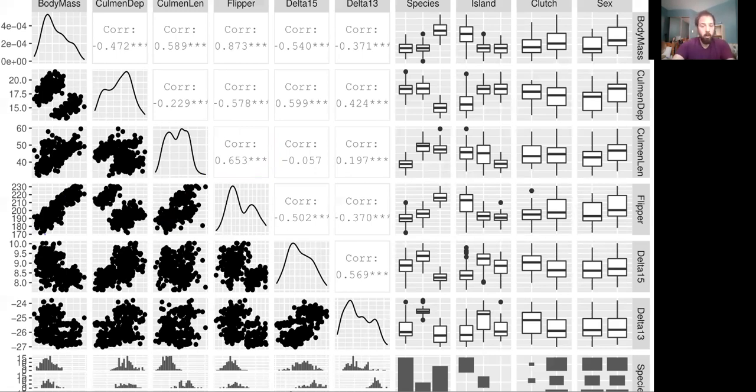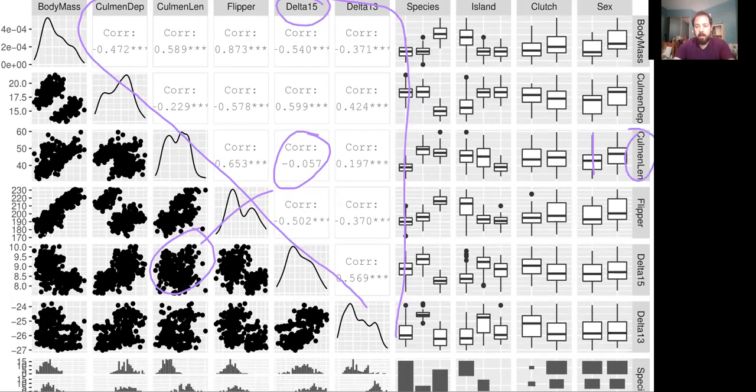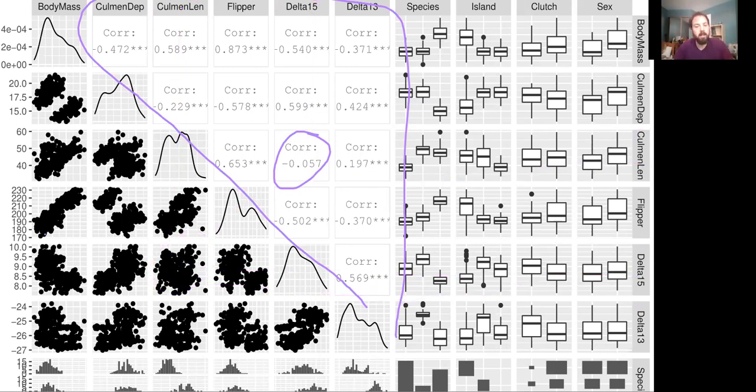If we actually look at all of these values quickly first, we see just a lot of correlation. All of these correlations are significant, except for maybe this one, which corresponds to if I correlate delta 15 and culmen length. Just trying to get you oriented with how to actually read the x and y axes of these plots. So with the exception of that, all of these are significantly correlated, or so it would seem.